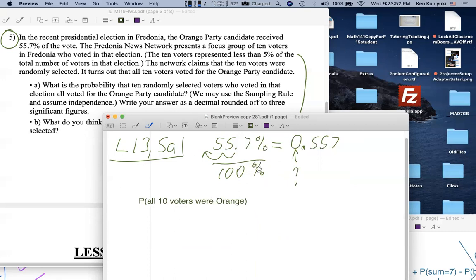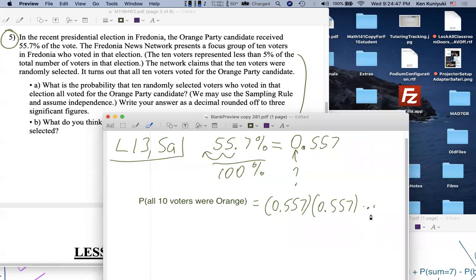Now, you don't have to write it this way, but here's the idea. I don't care if you put them in alphabetical order or random order. Voter number 1, I don't care how you pick voter number 1 among the 10. Maybe alphabetically, John Adams. What's the probability that John Adams voted orange? Give me a number. A random Fredonian in the sample. Well, 0.557. By independence, what about voter number 2, Jane Baxter? What's the probability that voter number 2 voted orange? 0.557, the same. To the 10th, exactly.